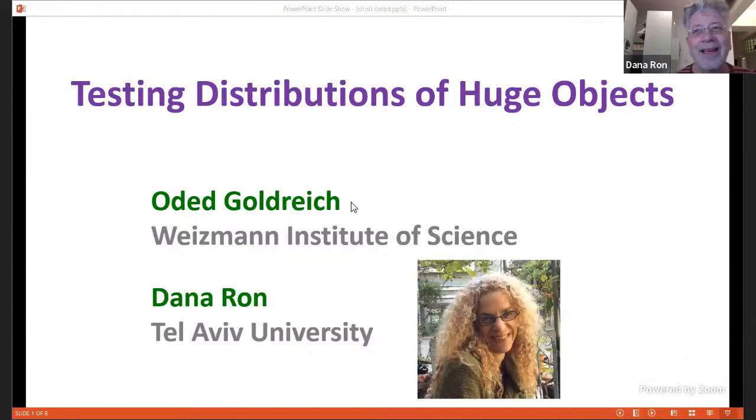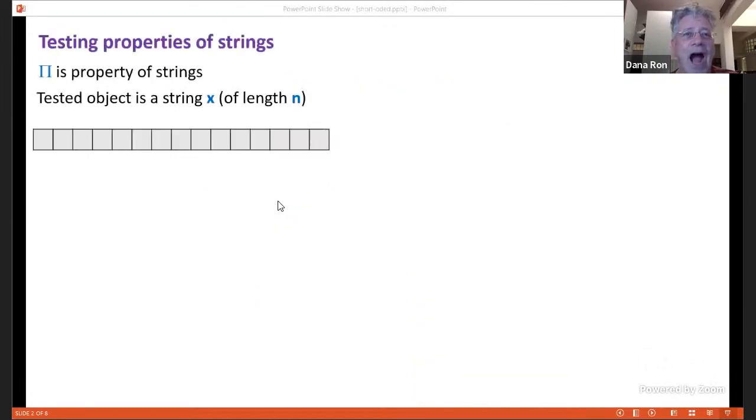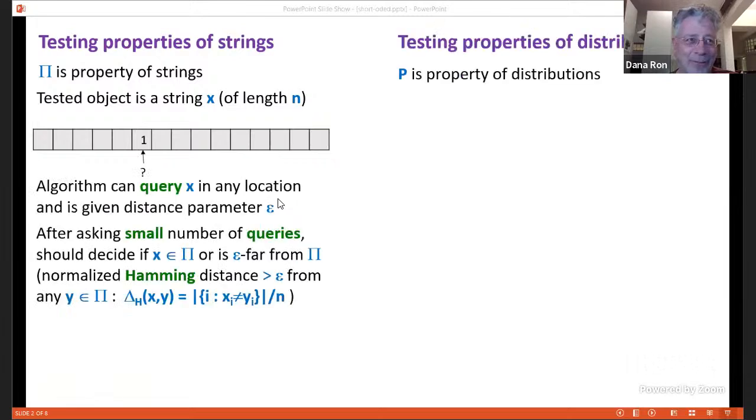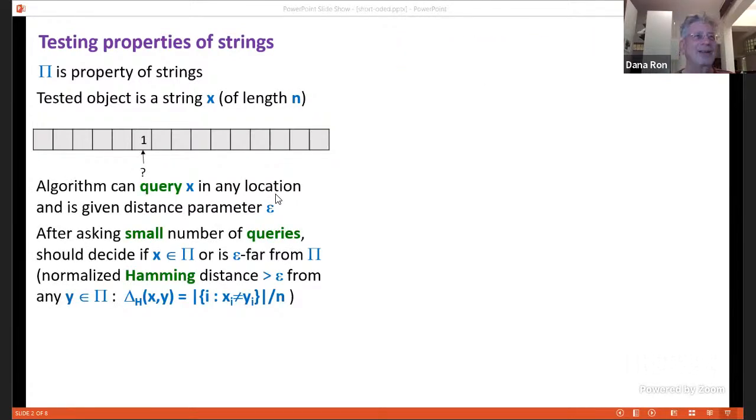So let's try. The talk is about testing distribution of huge objects, and this title is supposed to reflect that the model that we are going to introduce and initiate the study of is a hybrid of two standard models, which I'll describe next. The slides are Dana's slides, so I don't know my way well in them, but we'll try our best.